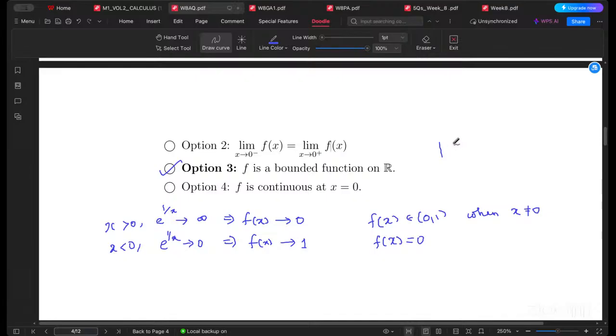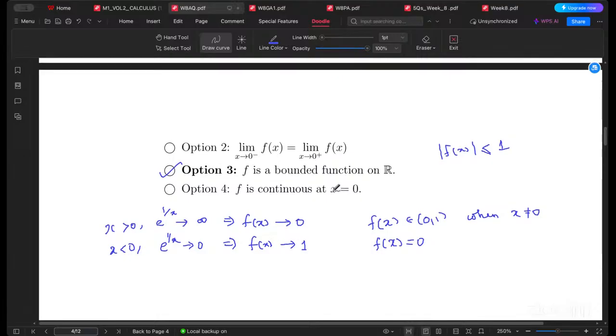So here you can clearly see that mod f of x is less than or equal to 1. Or strictly less than 1 in this case, actually. It does not matter if you put less than or equal to, because you are having 0. So you see this is the upper bound for you here. All the values belong to this. Okay, fine.